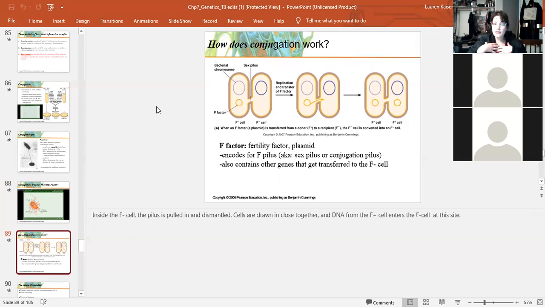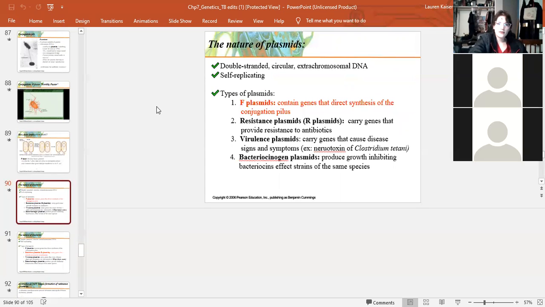And you know how I said that one cell is going to have the DNA and one cell's not? The cell that has the DNA is going to be considered an F positive cell. And the F positive cell means the fertility factor. So when the F positive cell gives the DNA to the F negative cell, the bacteria cell that does not have the DNA, they both are F positive. And this is the sex pilus or the conjugation pilus. So that the bacteria that now got this new DNA can go do that to somebody else, whisper sweet little nothings, right? Go find another F negative cell.